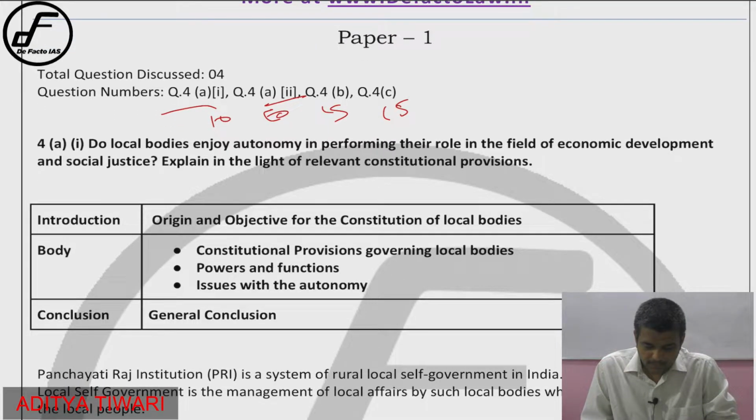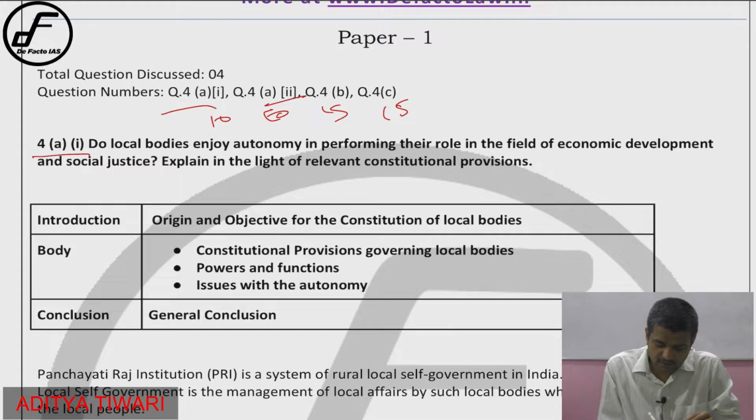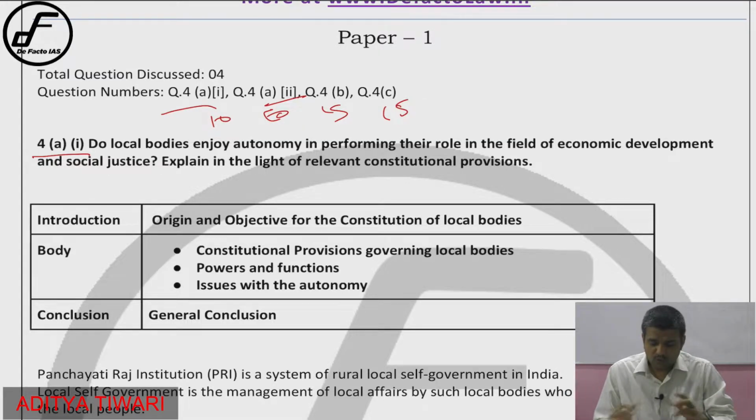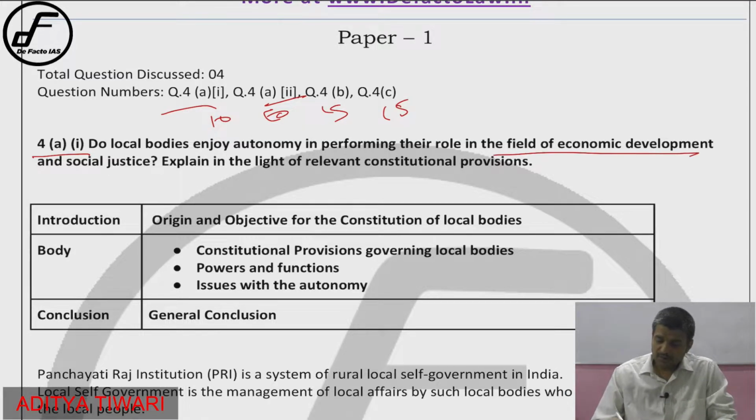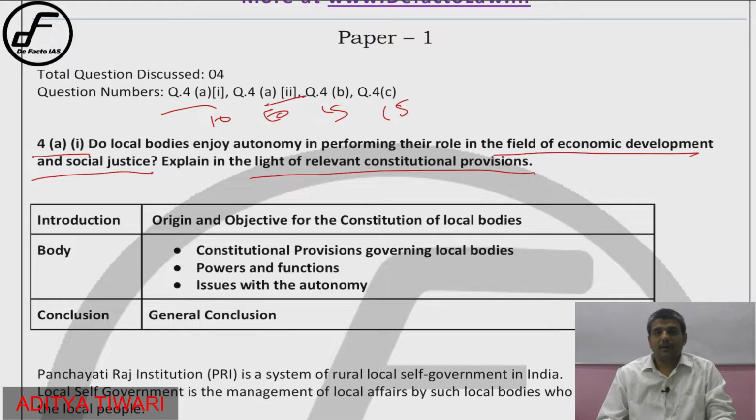Now if you see question number 4a1, it says: do local bodies enjoy autonomy in performing their role in the field of economic development and social justice? Explain in the light of relevant constitutional provisions. Now see, again it is a very generic type of question, right? This question is basically a GS paper 2 question, right? But as it is given in law optional, the answer has to cite some legal provisions, right? Now how do you approach it?